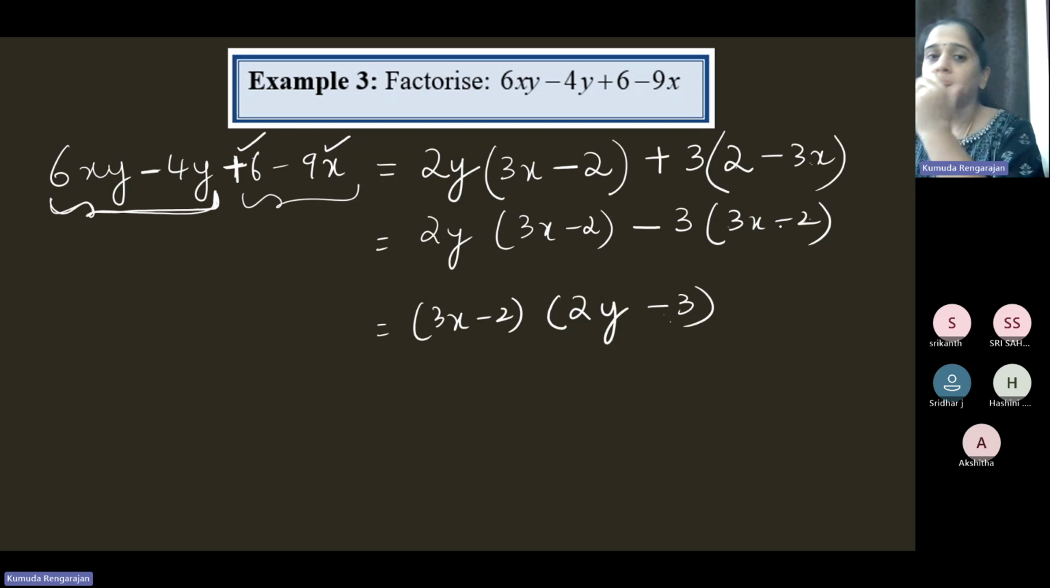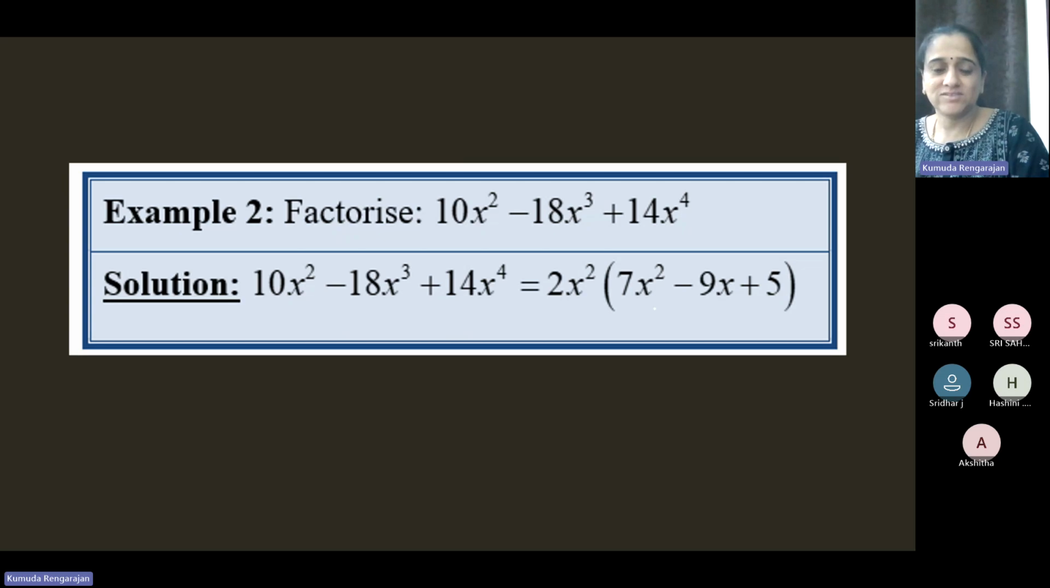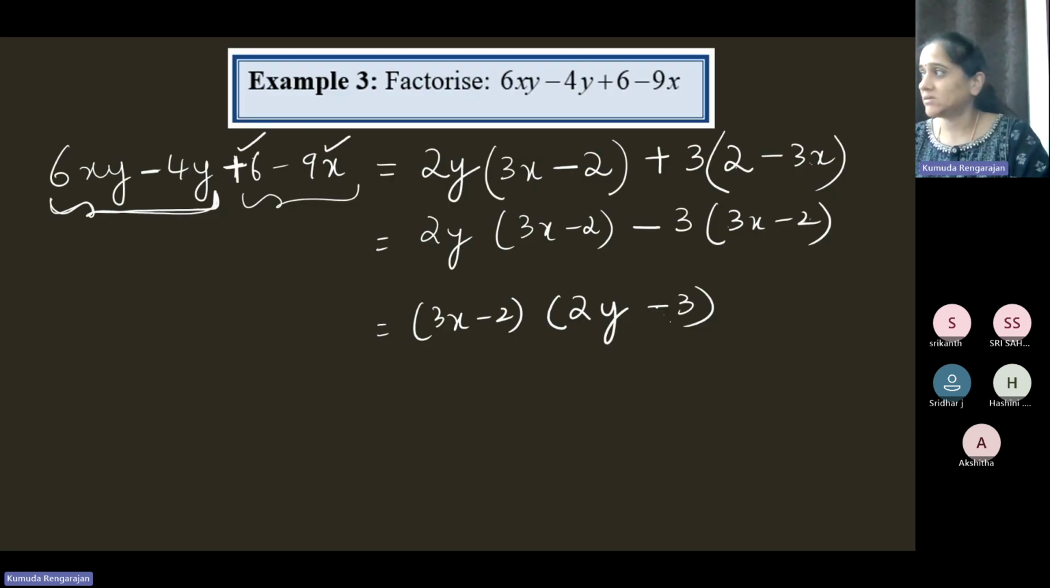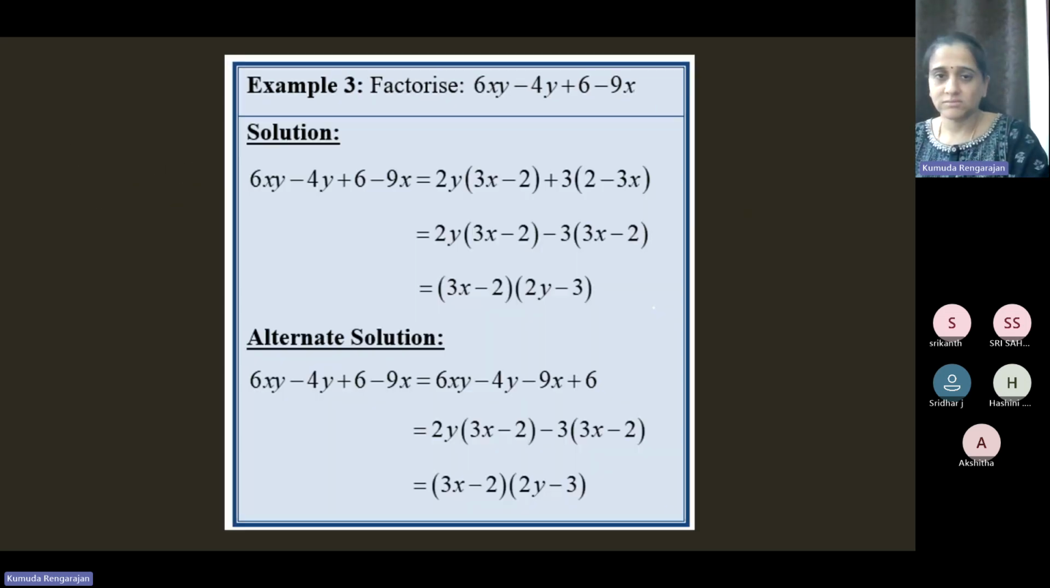Is that okay? So this is factorizing by grouping. We did not change the order. We group the first two terms and the last two terms. So this is the first procedure where we just take out the common factor. Here we had only 2 or 3 terms. Here we have 4 terms, so we group the first two and the last two.